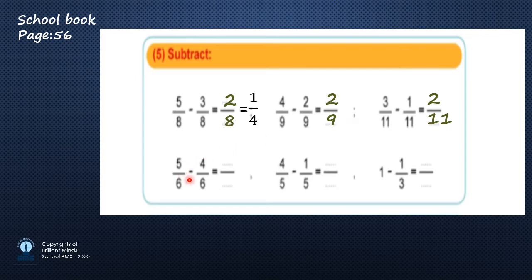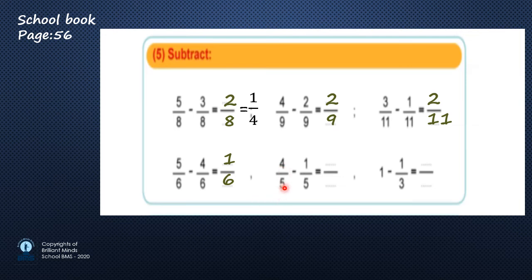5 over 6 minus 4 over 6. Drop the D. We drop 6. Subtract n. 5 minus 4 equals 1. Check for simplify. Is 1 over 6 in the simplest form? Yes, we can't find 1 and 6 except in table 1. Okay, let's go to the next one.